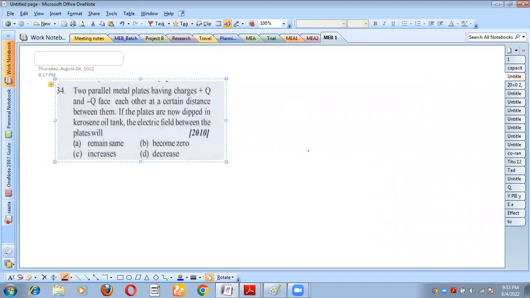Question number 34. This is a NEET 2010 question. Both of you try this. Very easy.